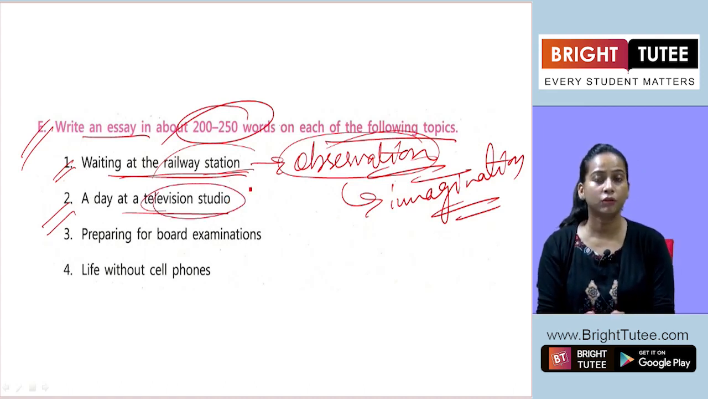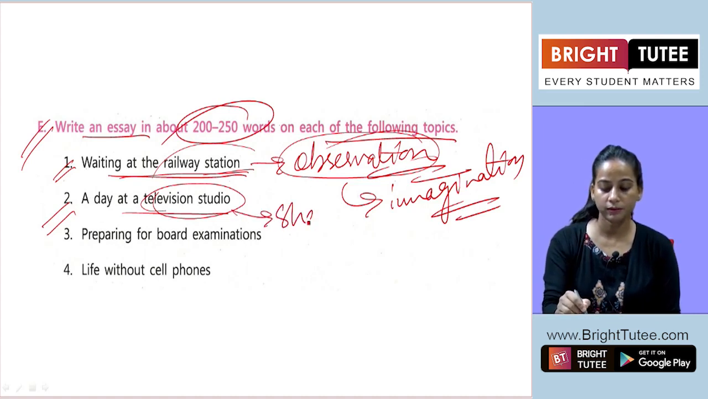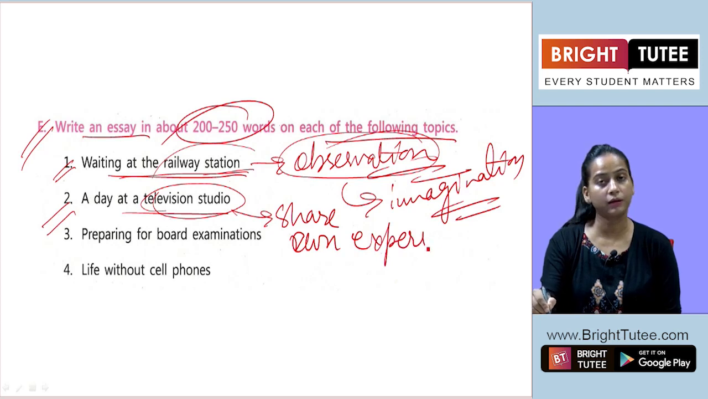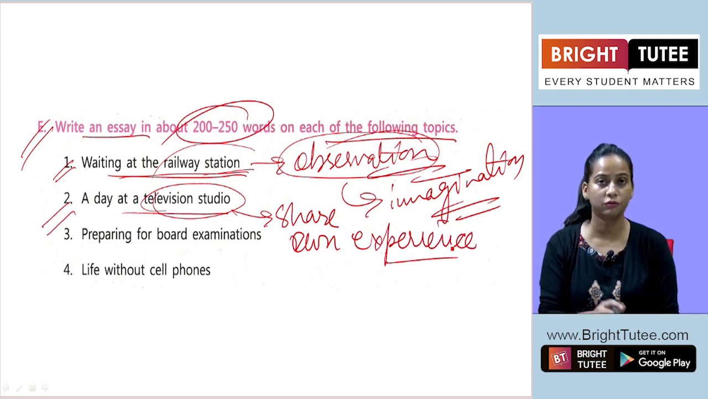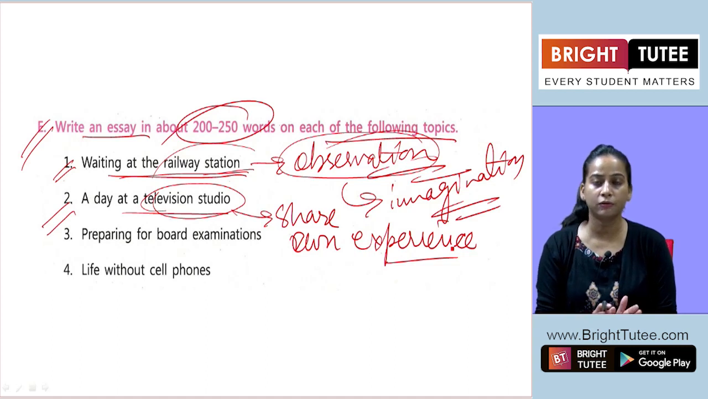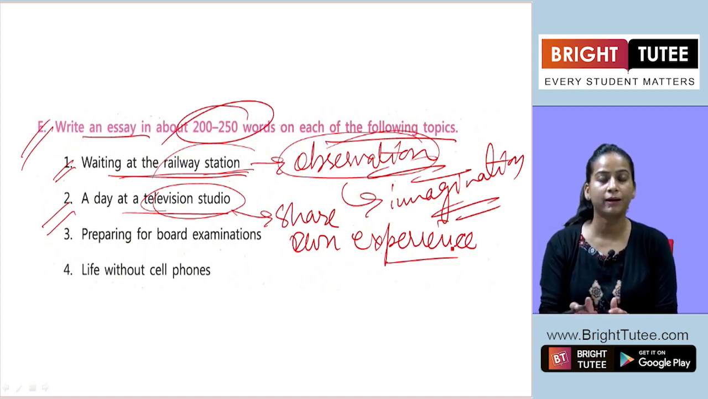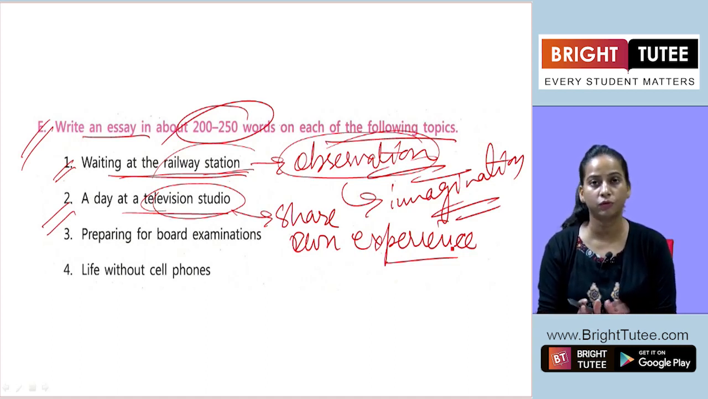Then you will share your own experience here, what kind of experience you had when you reached there. You were surprised to see the different objects present at the television studio, how the recordings were going on. So all these kinds of things you can mention. Then finally at the end you can mention that it was your turn now to record or shoot for the same. So that is going to be the concluding part.